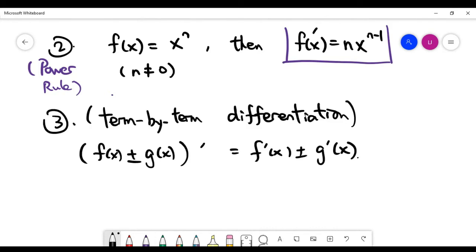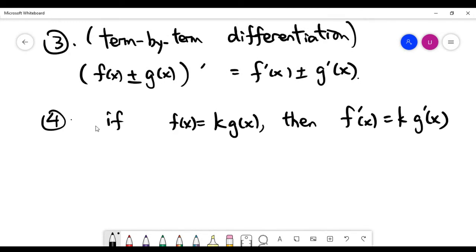The next rule, number 3, is that we can do differentiation term by term, in the sense that if you have two different functions added up together or the subtraction of two functions, and you want to find the derivative of that, you can just do it term by term and just keep the sign unchanged, like what I've stated here. And let's go to the next rule.